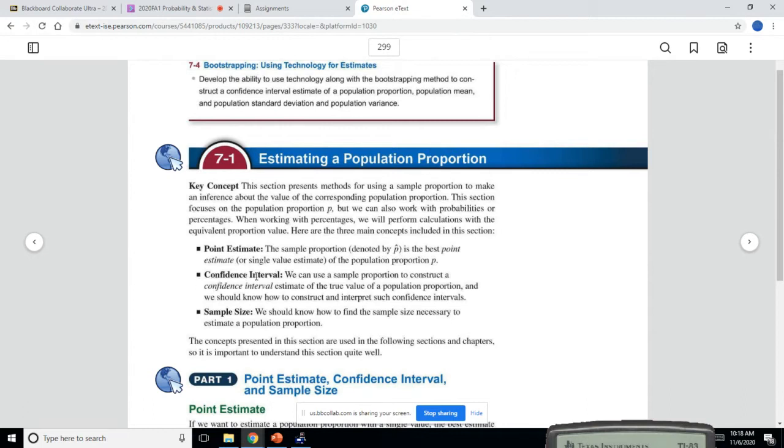We also have confidence intervals. We construct confidence intervals to estimate the true population parameter, whether it would be a population proportion or a population mean. We can also interpret confidence intervals. And lastly, we have sample size. We should know how to find the sample size necessary to estimate a population proportion or a population mean.